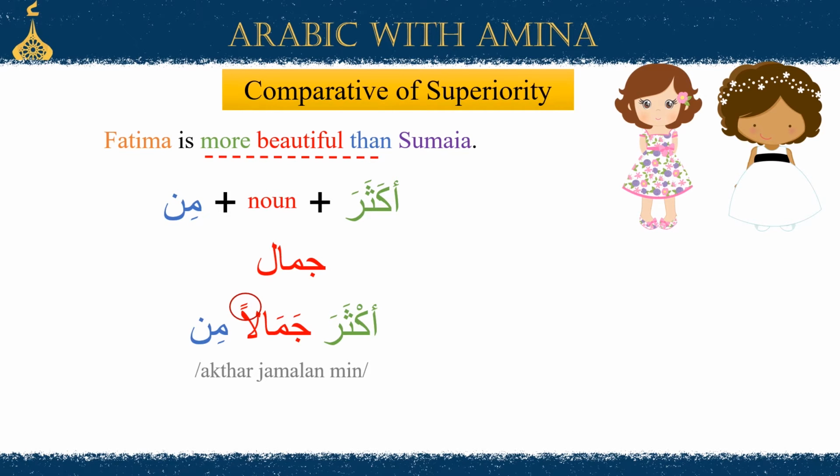Something to note here is that when we add the noun and use this method using an assistant word, more, أكثر, the noun will have a فتحة تنوين, always. That is why we changed it from جمال to جمالا. So more beautiful than is أكثر جمالا من. And to say Fatima is more beautiful than Sumaya, we say فاطمة أكثر جمالا من سمية.